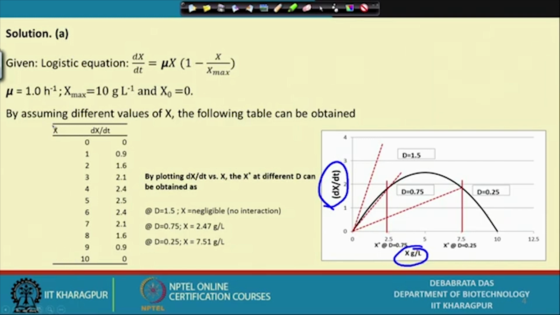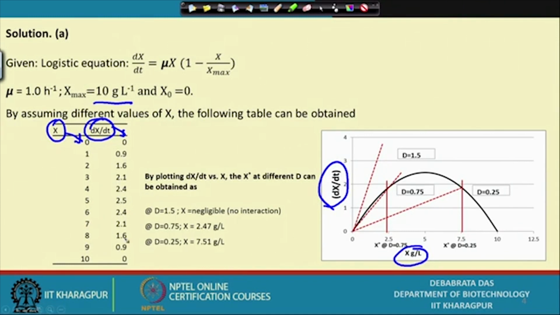In the table we have 2 columns. One is x, another is dx by dt. So this dx by dt will come here, and this x will be here. Now we know the maximum value, x max, is 10 gram per liter. So we can assume x as 1, 2, 3, 4, 5, 6, 7, 8, 9, 10. We can assume and find out the respective value of dx by dt.